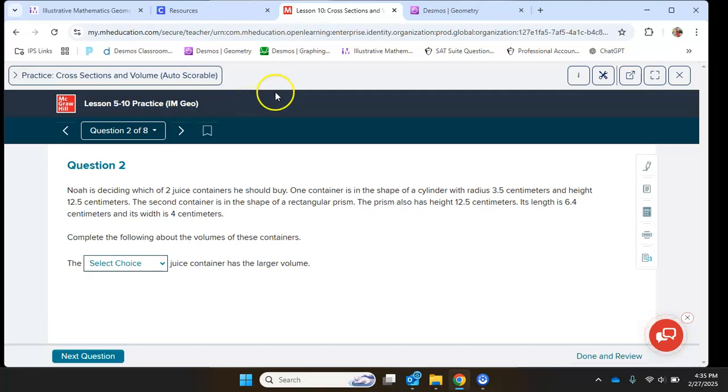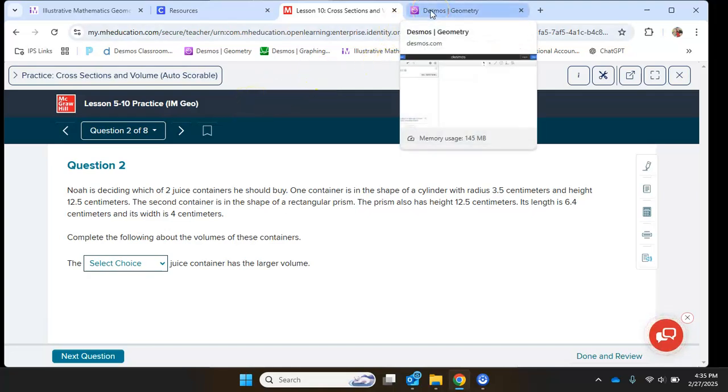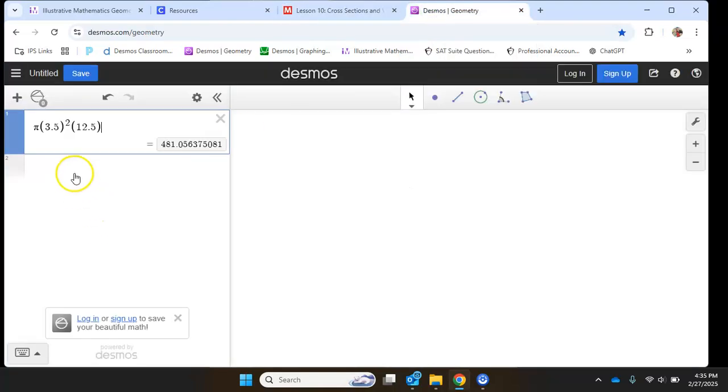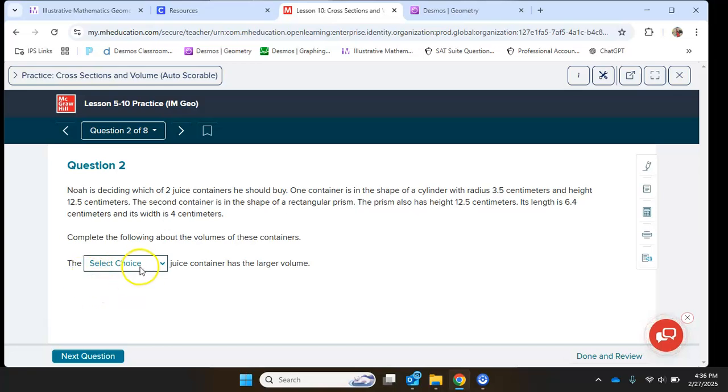The second container, its length is 6.4, its width is 4. Length times width, the area of the rectangle, times the same height, 12.5. You can see the first volume is greater, the cylinder. The cylindrical juice container has the larger volume.